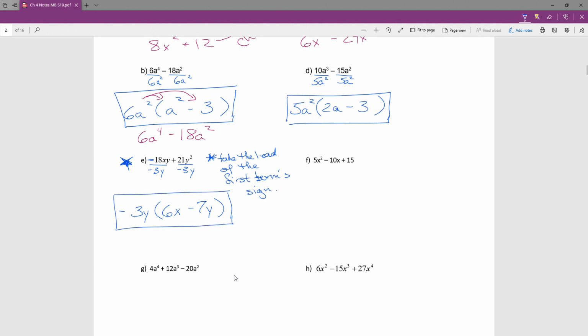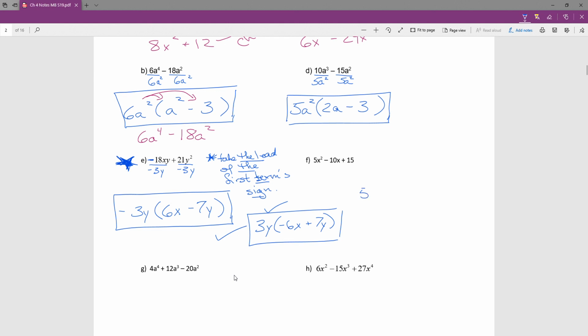Now, had you not followed my lead on this one or taken the lead from the first term sign, which is something we're going to be doing throughout this and it will serve useful, your answer could have also said 3y times negative 6x plus 7y. And that would be absolutely right. Both of those answers are correct. But like I said, because I know where we're going with this one, I've done it with this little caveat, this star in mind.